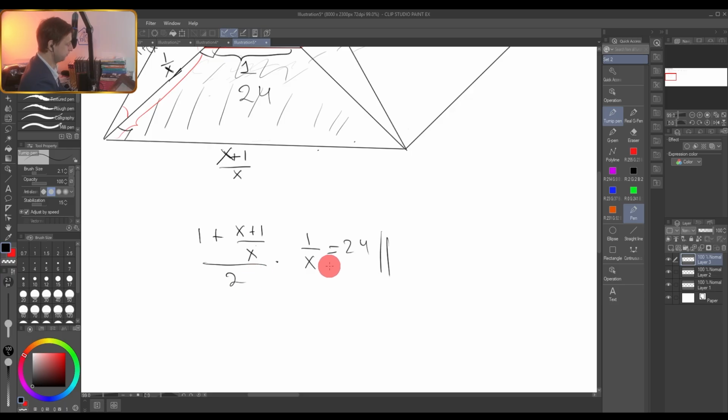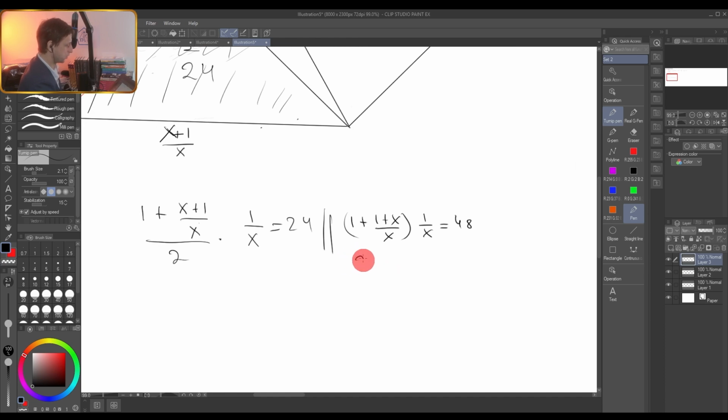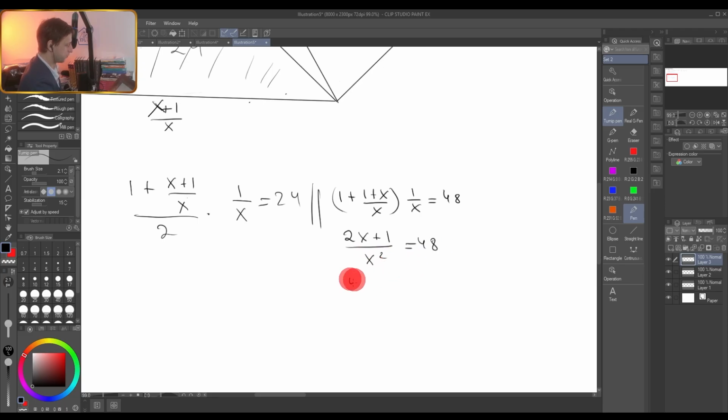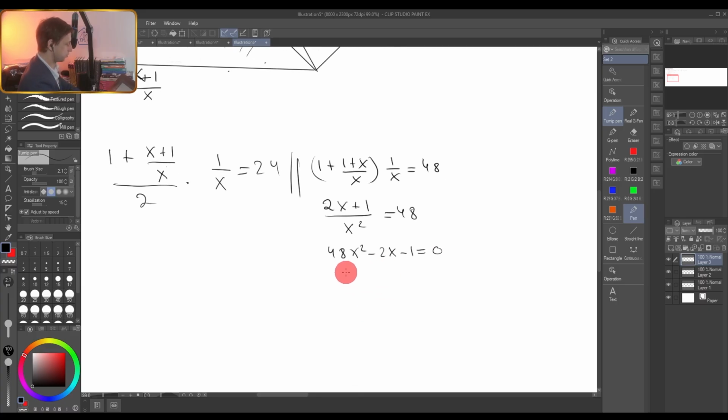So from here, we multiply both sides by 2 and we will get 1 plus x over x times 1 over x equals 48. So here, when we add all of that, we will get 2x plus 1 over x squared equals 48, and here 48x squared minus 2x minus 1 equals 0. Let's try to solve this equation. We will see, maybe we'll get some normal solution.